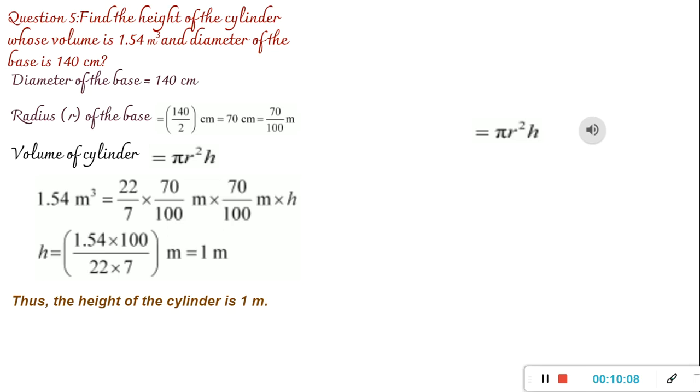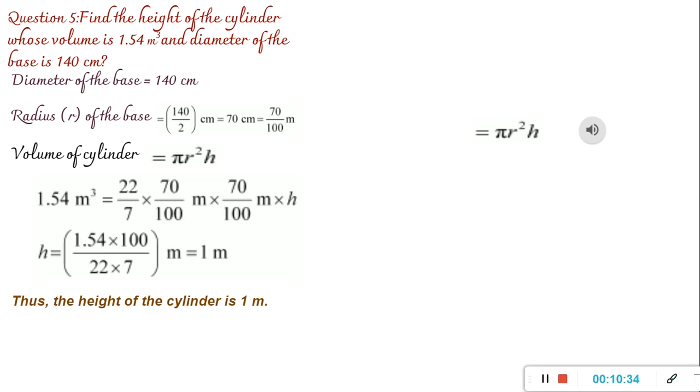Now what is remaining there? 1.54 into 100 divided by 22 into 7. That will be 1 meter. Means 22, you can cut it, 7, you can cut it. 1.54 would be 0.22. So 0.22 into 100, that is 22. So 22 by 22, 1 meter. Okay. So what is the height of the cylinder? The height of the cylinder will be 1 meter.